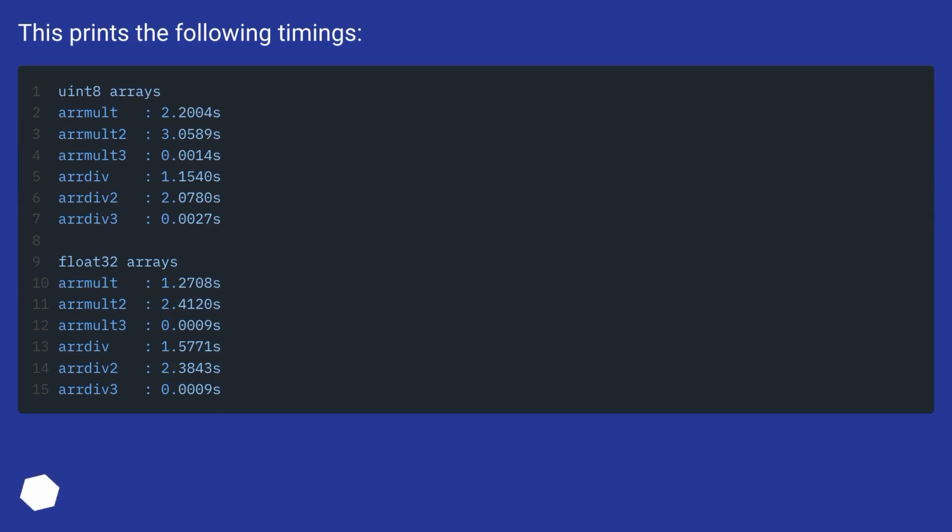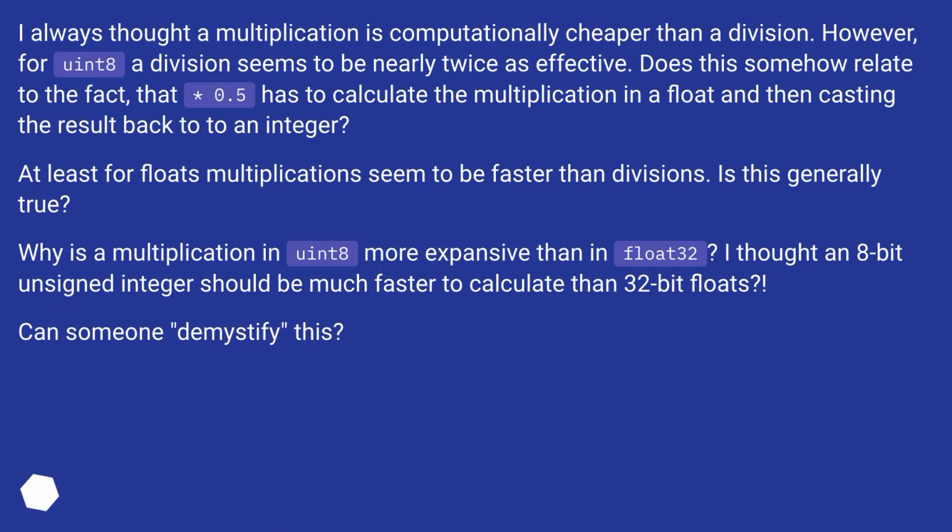This prints the following timings. I always thought a multiplication is computationally cheaper than a division. However, for uint8 a division seems to be nearly twice as fast. Does this somehow relate to the fact that multiplying by 0.5 has to calculate the multiplication in a float and then cast the result back to an integer?